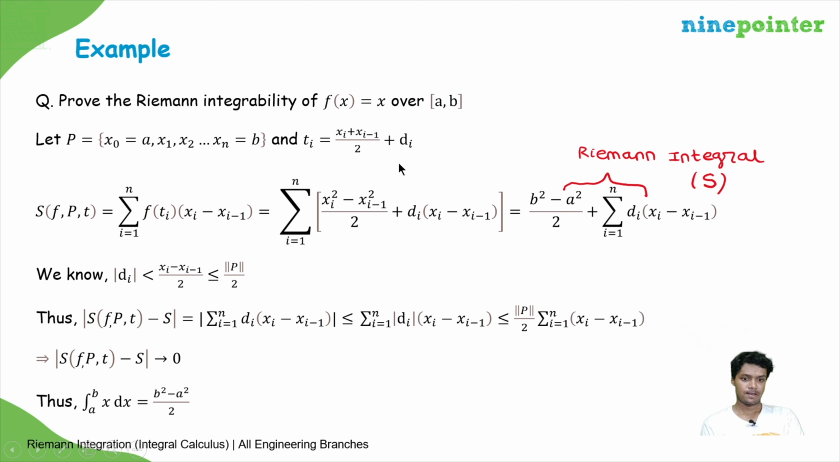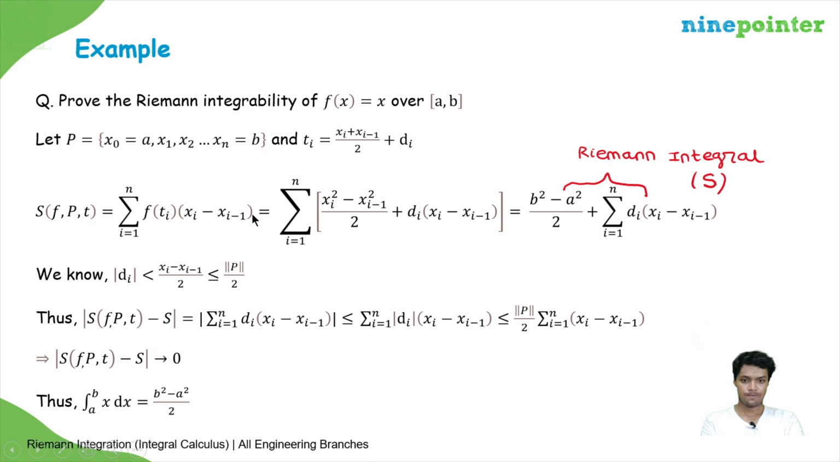So here I'll take the tag to be the midpoint of the interval plus some difference di, such that this difference di should be less than the distance of the midpoint from either of the endpoints. So here we know that di is less than xi minus this term, which will give (xi minus x(i-1))/2. Also we know that the norm of P is defined as the maximum of this difference. So this difference will be less than or equal to the norm of P divided by 2.